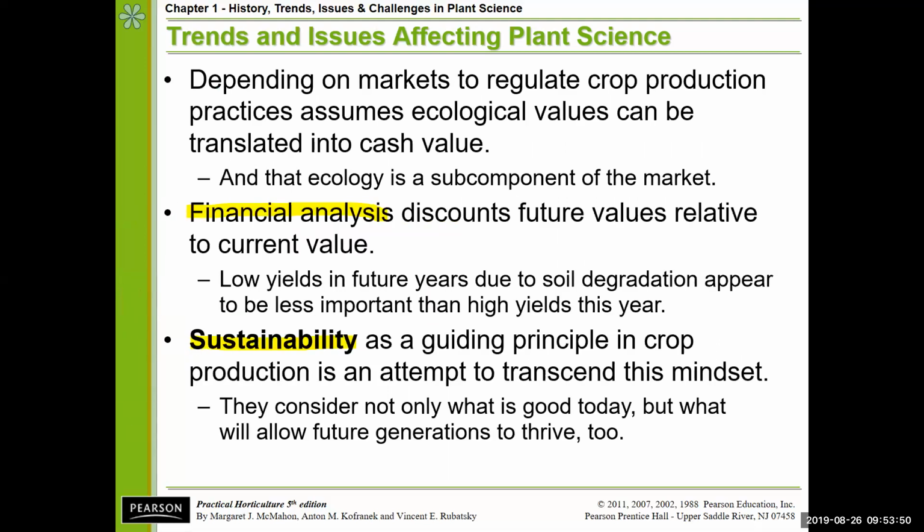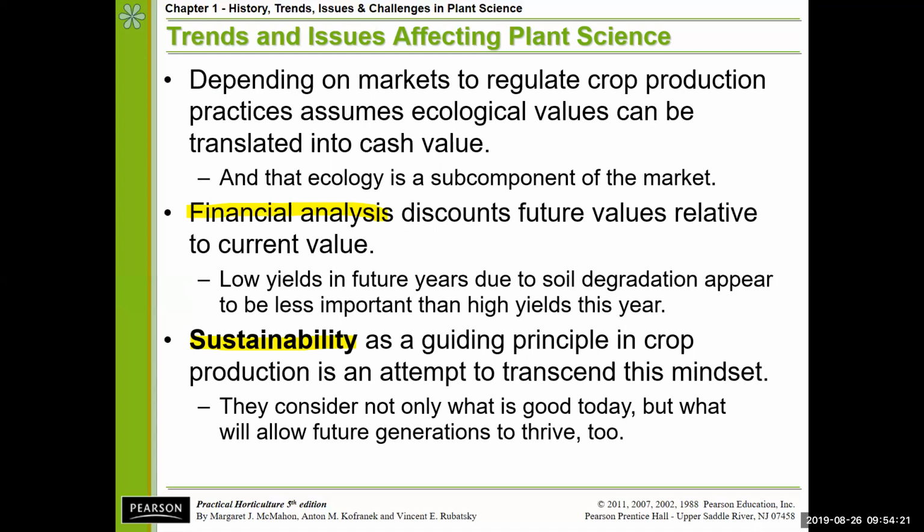This also brings up the issues of sustainability. Can we continue to produce crops without affecting future generations' ability to produce crops? There's a lot more to it than that, and we'll get into more depth later on. But right now, think of it as a little bit more than just the money aspect. It's the money, it's the environment, it's the social aspects as well.